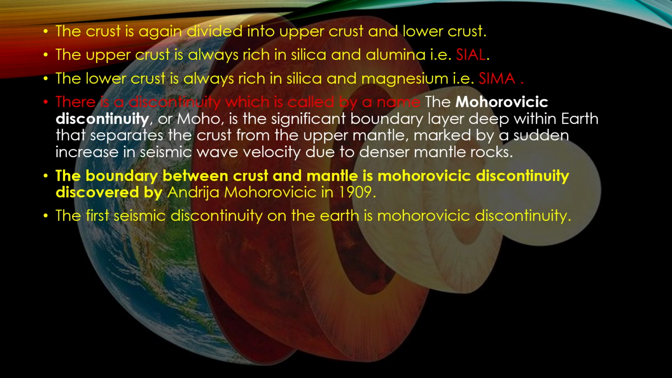The crust is again divided into the upper crust and the lower crust. The upper crust is rich in silica and alumina. The lower crust is rich in silica and magnesium. So there is a discontinuity between the lower crust and the upper mantle, and this discontinuity changes the wave velocity when it reaches the upper mantle. So that is called the Mohorovicic discontinuity, or MOHO.